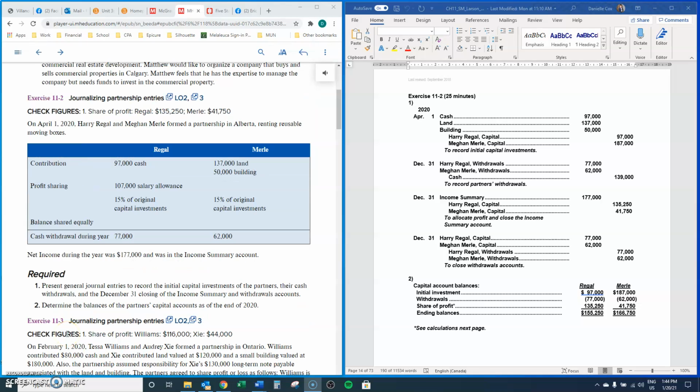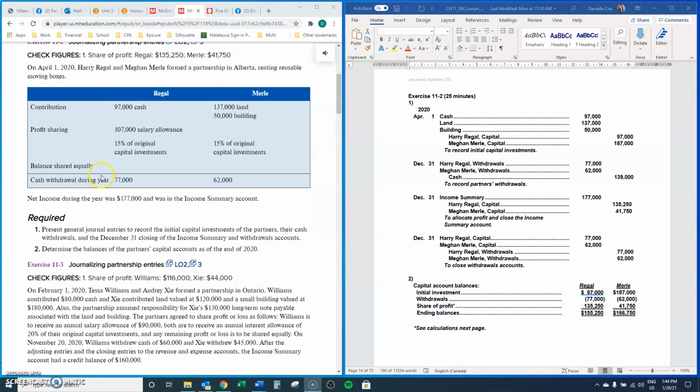Okay, let's take a look at exercise 11-2. So this is on journalizing partnership entries. So on April 1st, Harry and Megan formed a partnership, and here are the details: what they contributed, how they're sharing their profits, and what cash withdrawals they had during the year. Net income during the year was $177,000, and it was in the income summary account, so all that's been done.